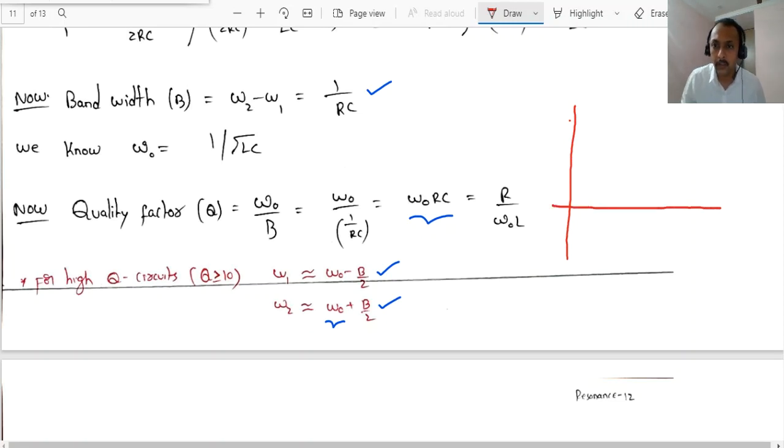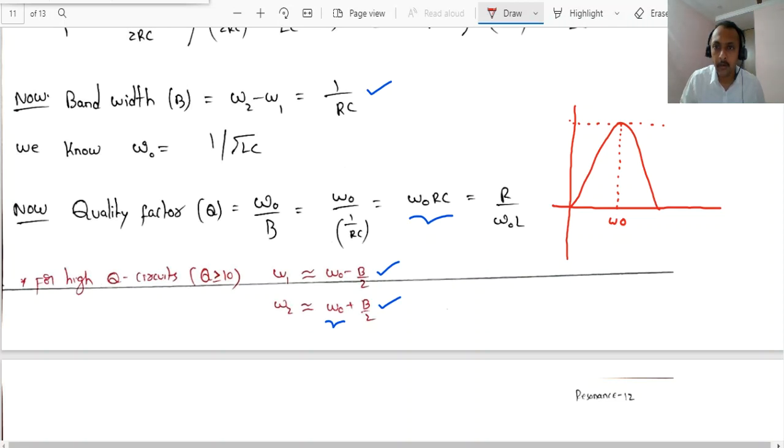We have a curve like this, right? Now this is exactly at a resonance condition. The value is maximum. For the series case, I am explaining, and this is omega naught. From this context, what does it mean? Your omega 1 will be exactly this value minus bandwidth by 2.